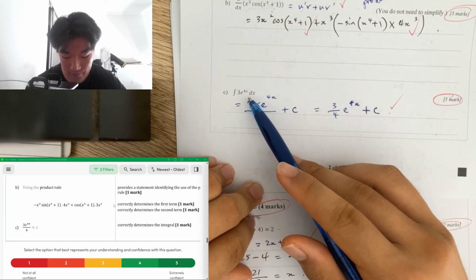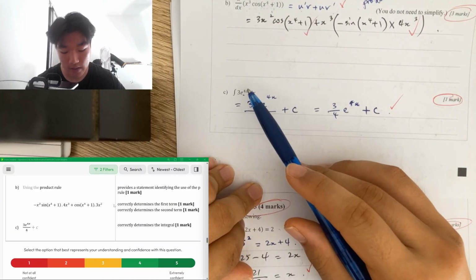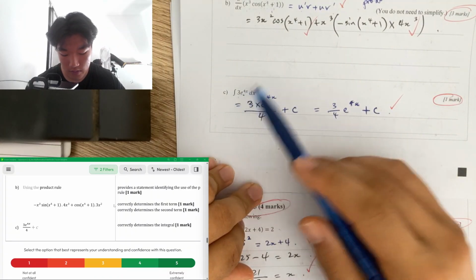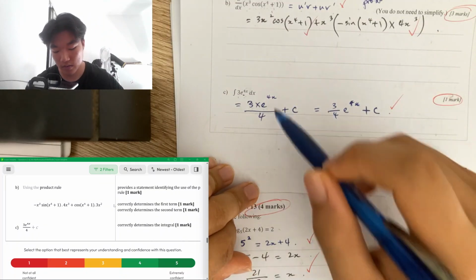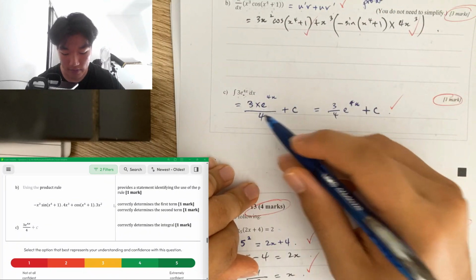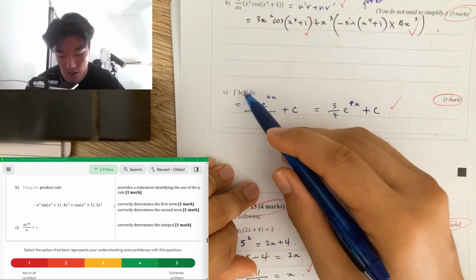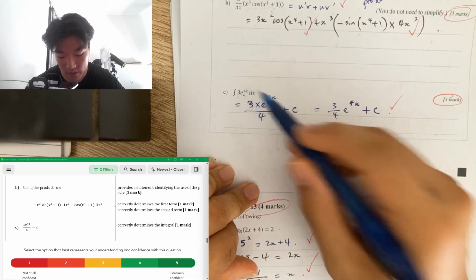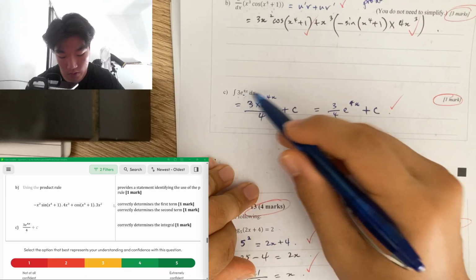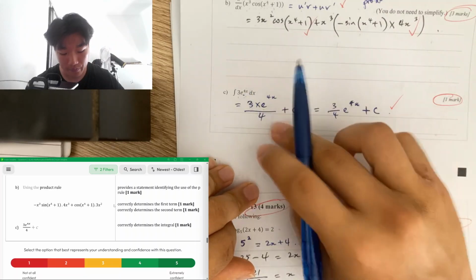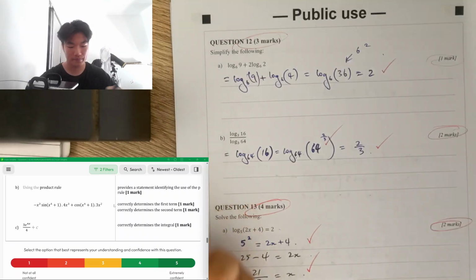We're integrating them. E to the x, so exponential functions, are pretty easy to integrate because the integral of them is just the same. But since we're dealing with the chain rule, we do have to divide by the derivative of the power, which is 4 in this case. We leave the constant, we multiply by what it was, and then we divide by 4. So that's our answer.